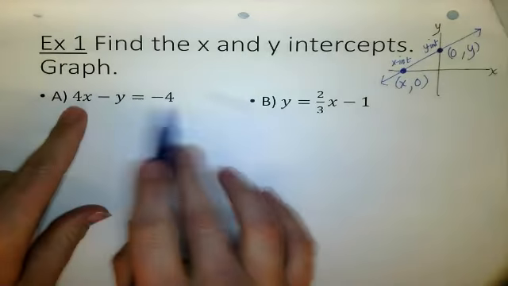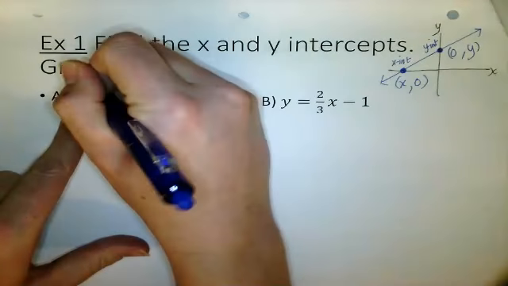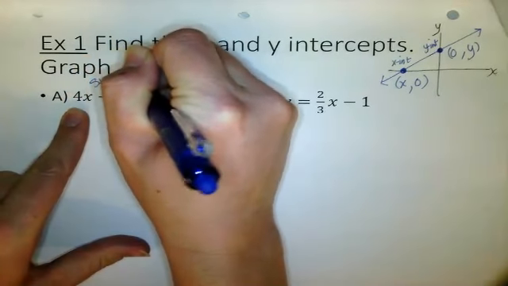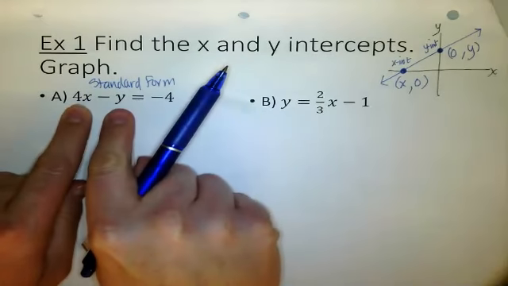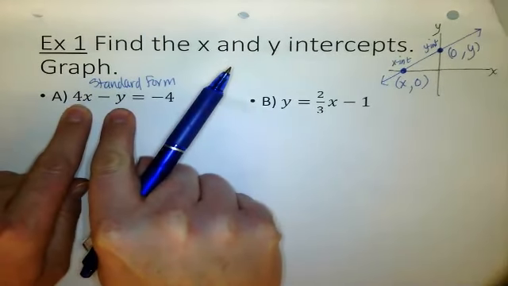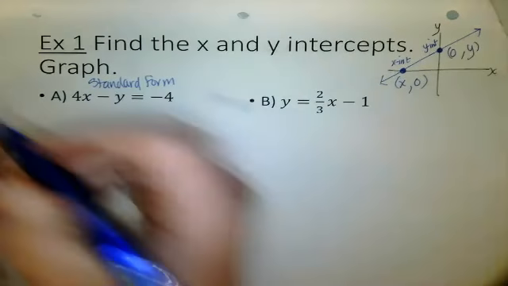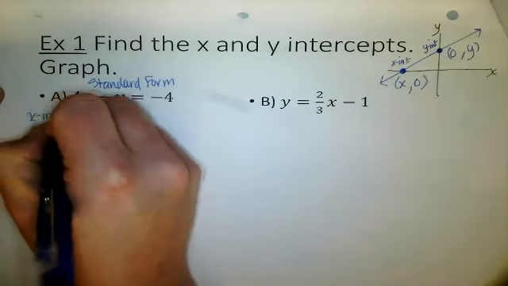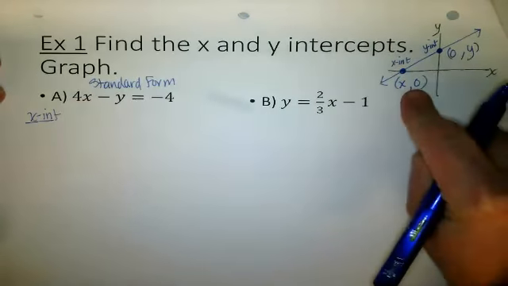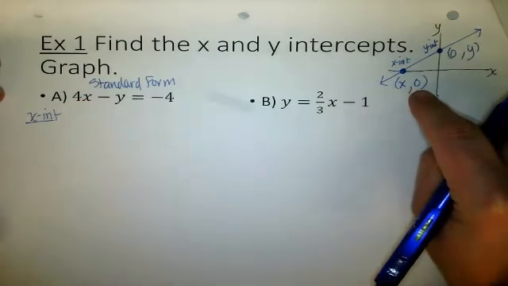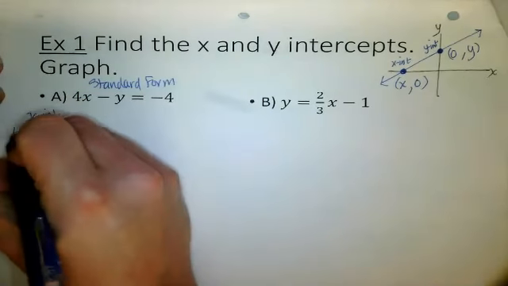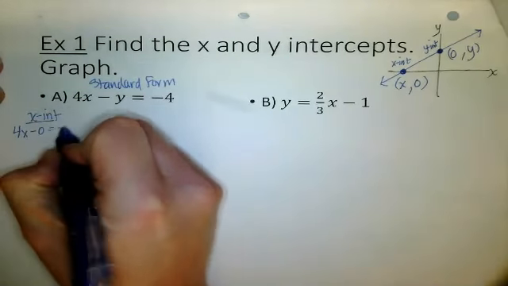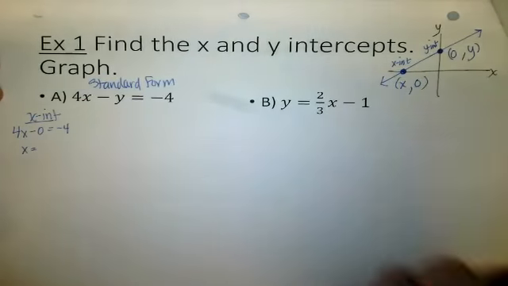Because here, what form is this in? Standard form, very good. Standard form because the x and the y are on the same side of the equals, okay? And if you want to find an x-intercept, these ordered pairs tell you exactly what you need to do. What's the y value? 0. That tells you, hey, plug in a 0 for y. Well, if I do that, 4x minus 0 equals negative 4. What's x?